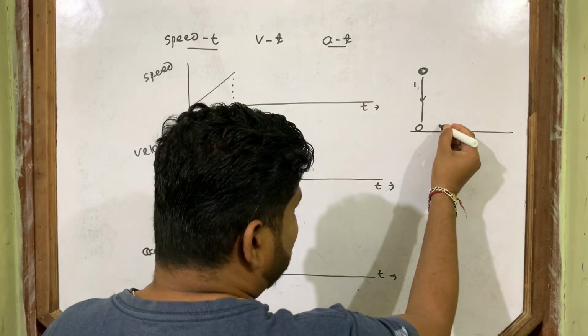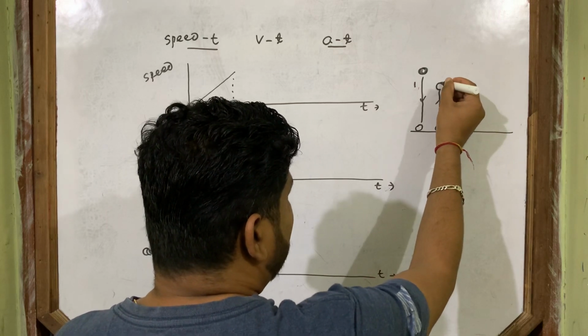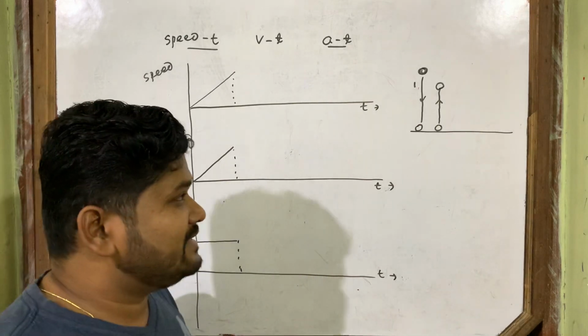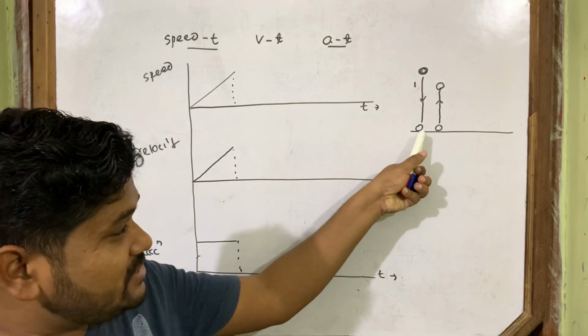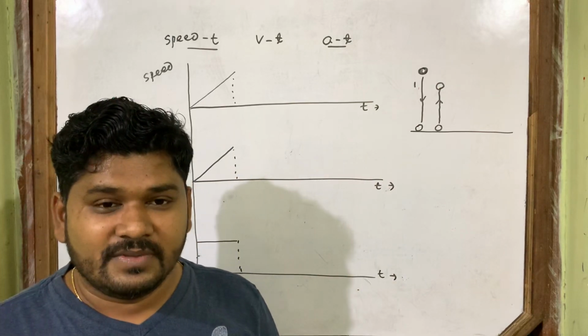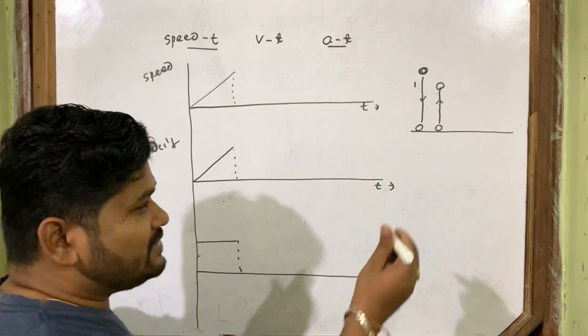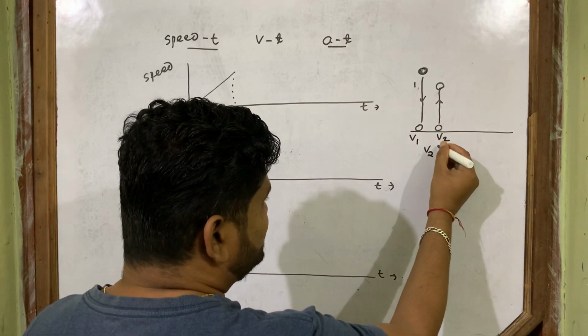Now the body strikes here and goes off, but not up to that height. Its height now decreases. Why does its height decrease? With some velocity it touches the ground, and when it returns, its velocity decreases. If this is v1 and this is v2, then v2 is less than v1.